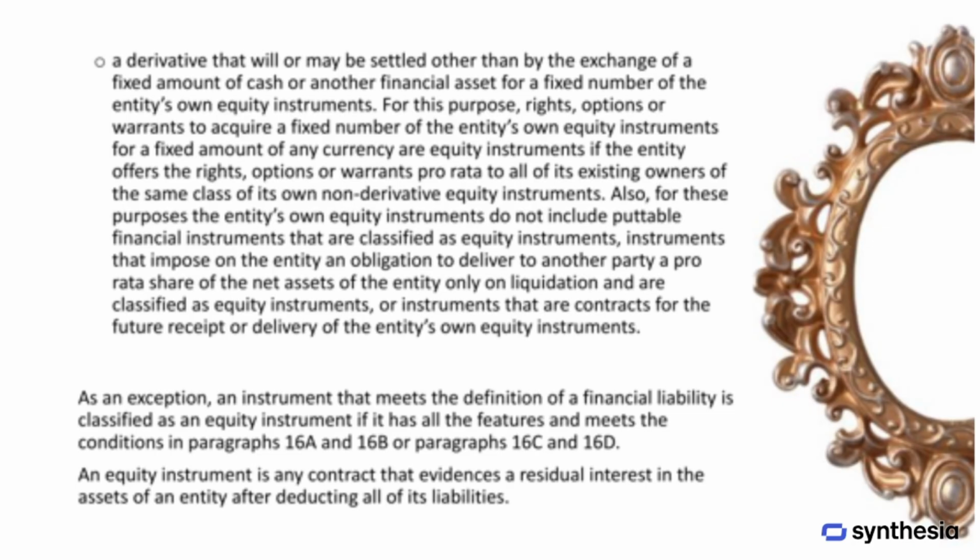A financial liability also includes derivatives that may be settled in ways other than exchanging a fixed amount of cash or another financial asset for a fixed number of the entity's own equity instruments. Rights, options, or warrants to acquire a fixed number of the entity's equity instruments for a fixed amount are considered equity instruments if they are offered proportionally to all existing owners of the same class. Certain instruments are excluded, including puttable instruments classified as equity, instruments requiring delivery of a share of net assets only on liquidation, and contracts for the future receipt or delivery of the entity's own equity instruments.